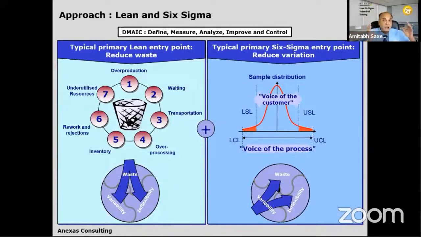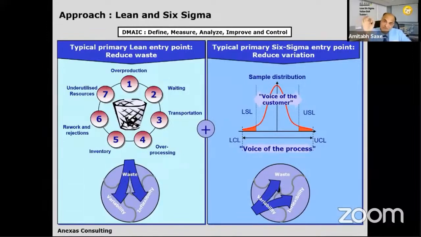What is Six Sigma? Six Sigma is about understanding what the customer wants, understanding the customer's specification limits, and then trying to deliver to the customer within the specification limits set by the customer.